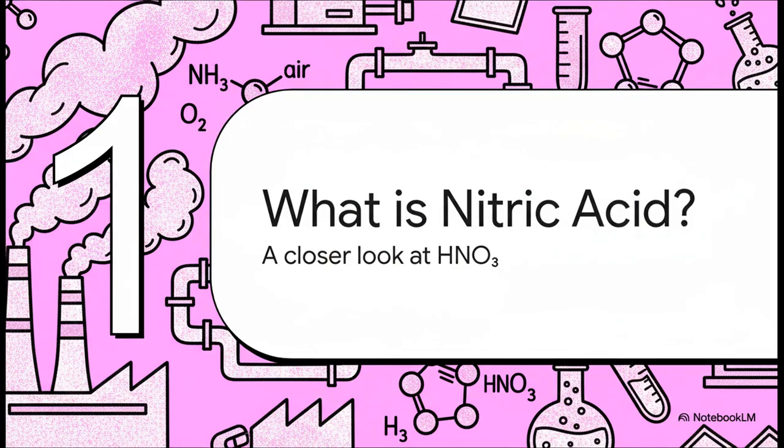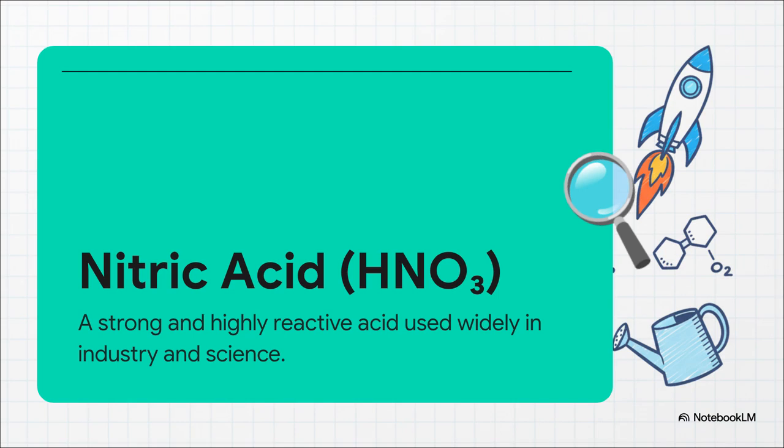Okay, but before we step onto the factory floor, so to speak, let's get properly introduced to the star of our show, nitric acid itself. What exactly is this stuff? Its chemical formula is HNO3, and the two words you really want to remember here are strong and highly reactive. That reactivity is exactly what makes it so incredibly useful, but it also means the whole manufacturing process has to be unbelievably precise and controlled.